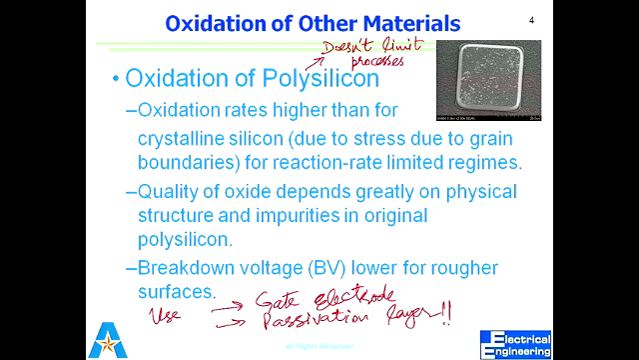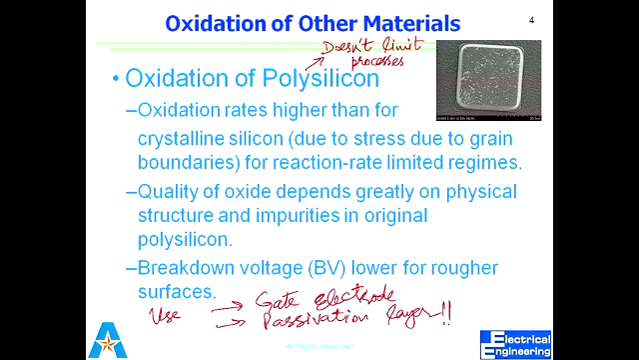Maybe in our application, I need that oxide layer with a lower breakdown voltage. So if I need a low breakdown voltage, I don't need a very high quality of silicon dioxide. So in that case, I'll have a rough surface of polysilicon. And if I need a better quality, I can have a smooth surface as compared to a rough surface of polysilicon.